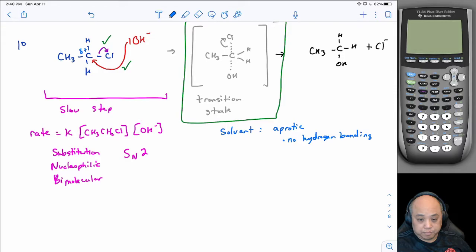So if they ask you, you want an aprotic solvent in an SN2 because the lack of hydrogen bonding prevents interference with the nucleophile's attack on the carbon.